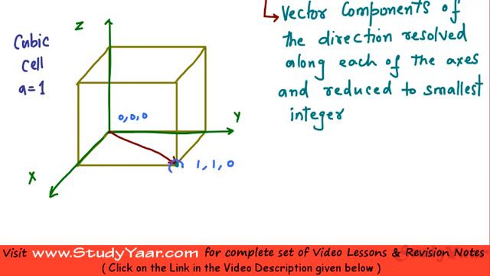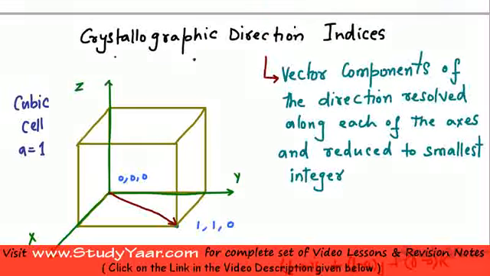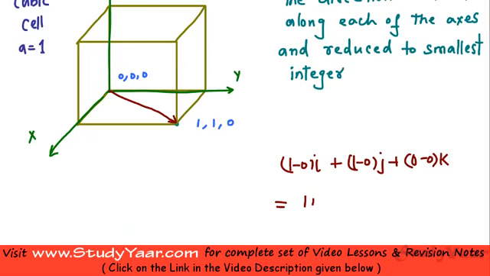So the direction for this point is 1 minus 0, 1 minus 0, 0 minus 0. If you represent it as a vector, it's 1 minus 0 i plus 1 minus 0 j plus 0 minus 0 k, where i, j and k are unit vectors along x, y and z. As per the definition of crystallographic direction indices, these are the vector components of the direction resolved along each of the axes and reduced to smallest integers. So this is my vector, which is basically 1i plus 1j plus 0k.